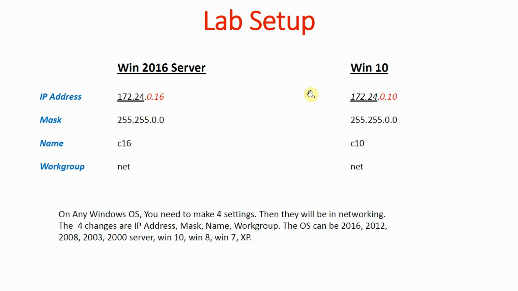172.24.0.16, and to Windows 10 system we are going to give the address 172.24.0.10, and mask we are going to say 255.255.0.0. Here also we are going to give this mask.